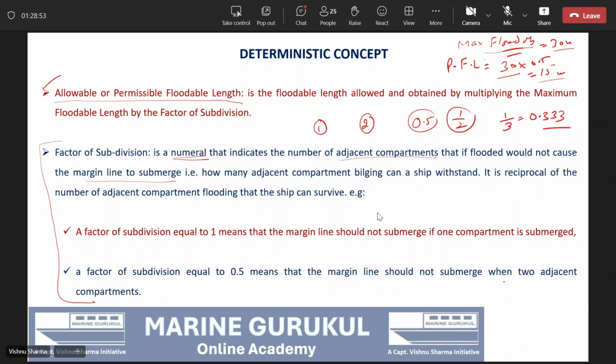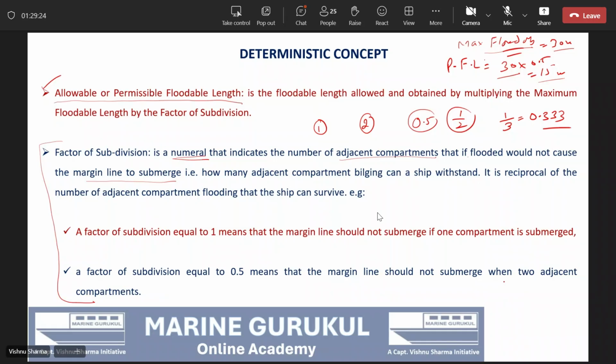So this is basically your allowable floodable length and factor of subdivision. And under the deterministic method, what was happening? Under the deterministic method, you were determining the permissible length of a compartment. That's it. Now, one thing you'll all agree with me is that the chances of survival of a ship depend on reserve buoyancy. I'm taking a very simple example.